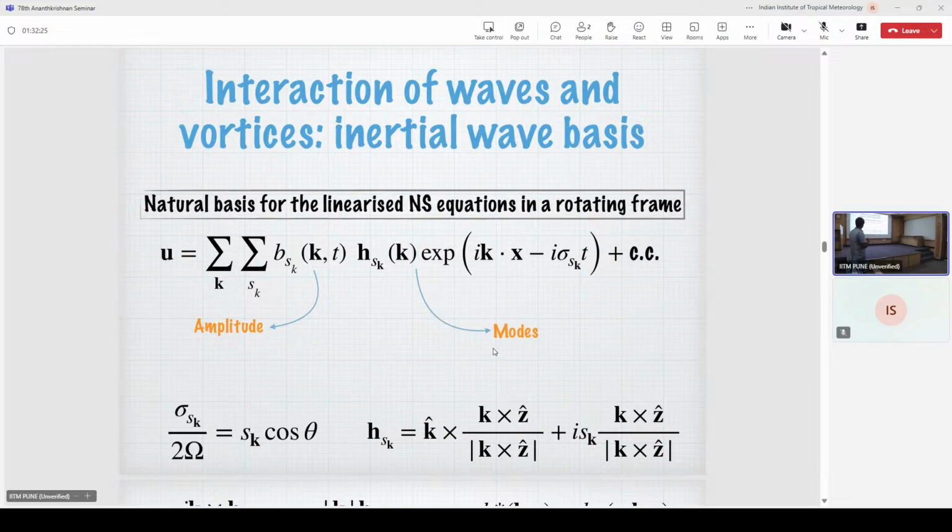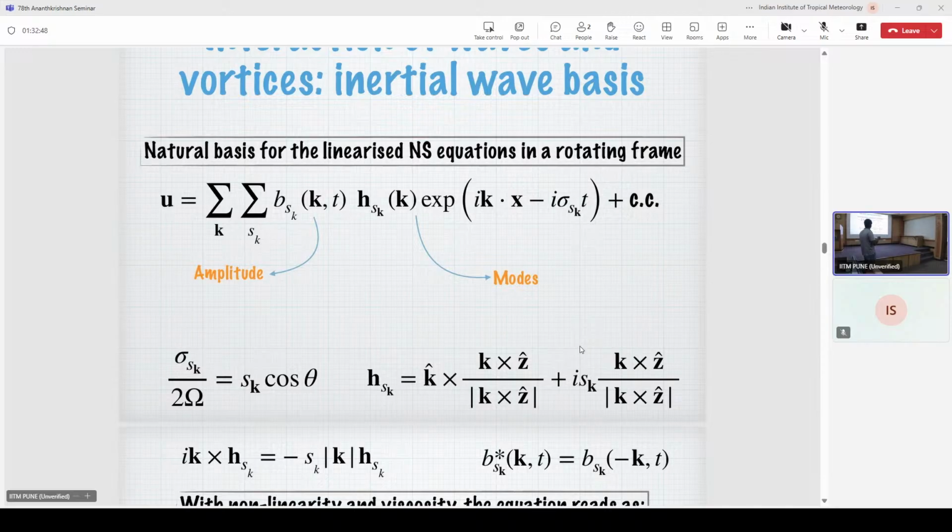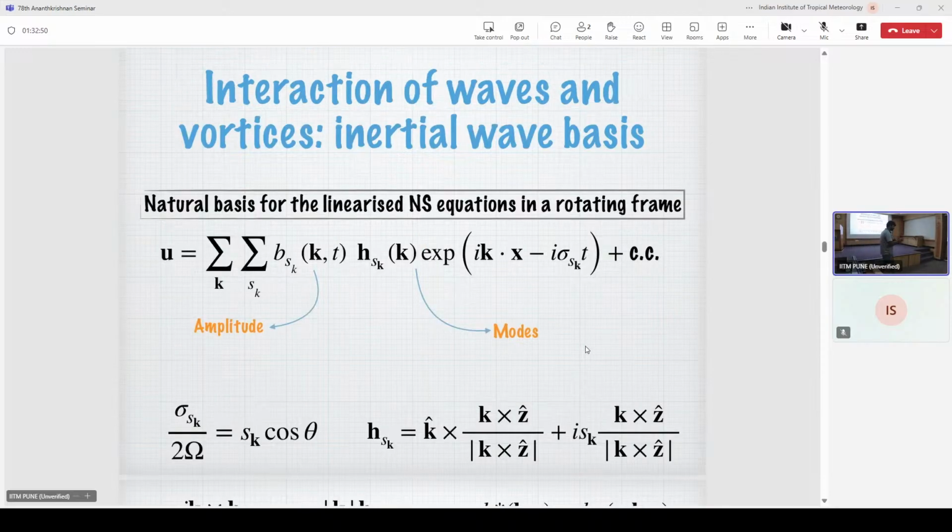So for that, we take the Navier-Stokes equation, you linearize it, and then you look at normal mode solutions, right? So you can take any velocity field and represent it in terms of normal modes, right? So here you have the velocity field and you have this mode structure. The vector field H is the modes that you're looking at, it has a particular structure, and these are the oscillatory part of the wave, and you also have the amplitude part, right? So any velocity field that you have, you can write it in terms of different modes.